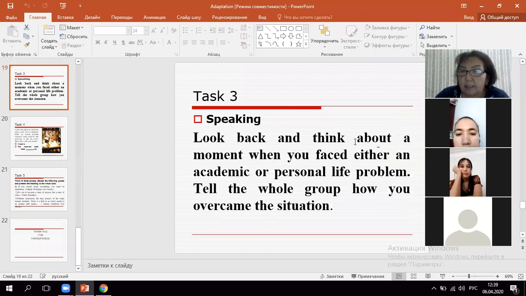Look back and think about a moment you faced either an academic or personal life problem. Tell the whole group how you overcame the situation. If you don't like this material, again, you should adapt this task.